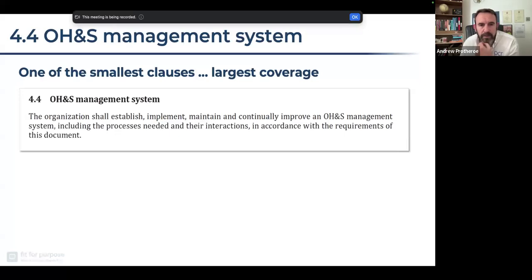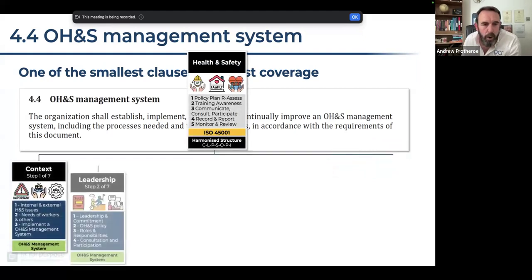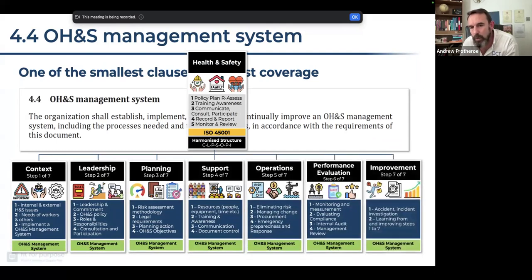This is the last clause for context, and we've whizzed through that. It's the smallest clause, 4.4, and that's it. But it's got the largest coverage. And why is that? Because ultimately, your occupational health and safety management system covers those 7 elements that we're going to go through today. Context, leadership, planning, support, operations, performance evaluation, and improvement. It's going to cover all of them. That's why this clause is the most important. And historically, when I've had to give out major non-conformities, if you're raising a major non-conformity at 4.4, it's because some big things are broken within here. That's the problem.